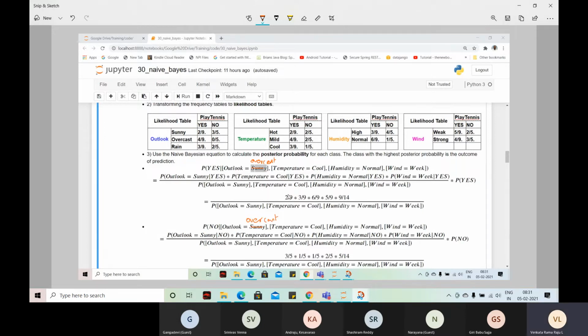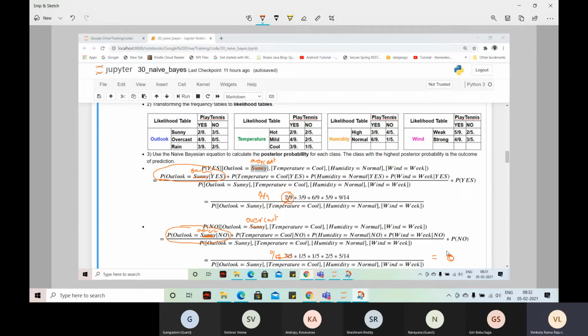What happens to this probability? Or here also, overcast. This probability and this probability. What happens? Numerator, the first one is 4/9 and the second one is 0/5. This becomes 4/9. This becomes 0/5. What happened to the second probability? 0. This whole thing became 0.